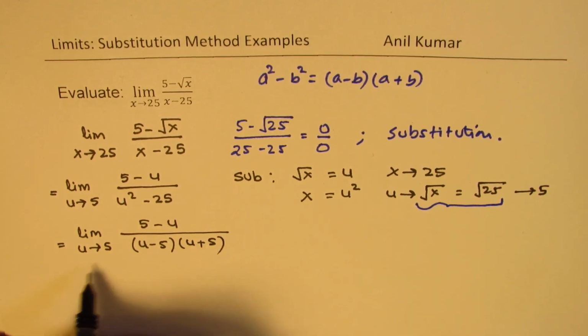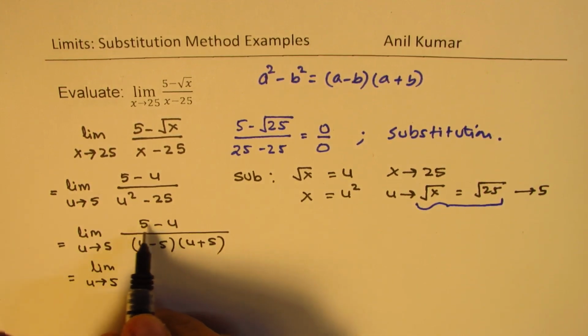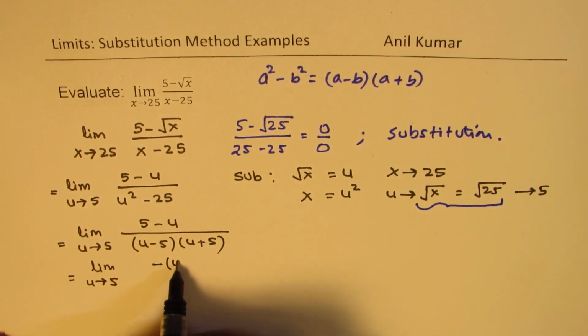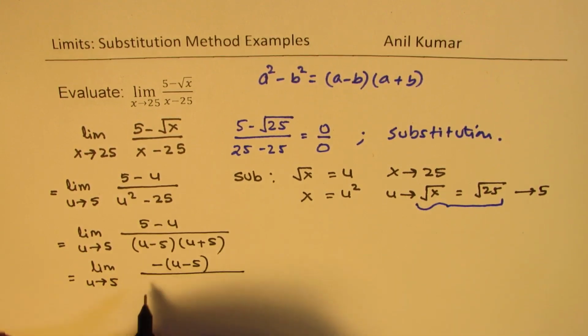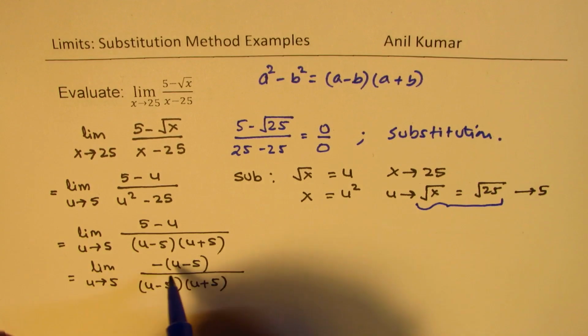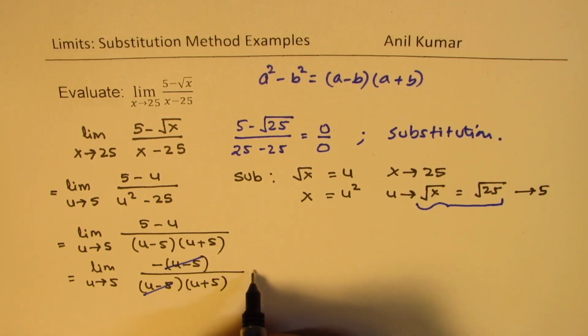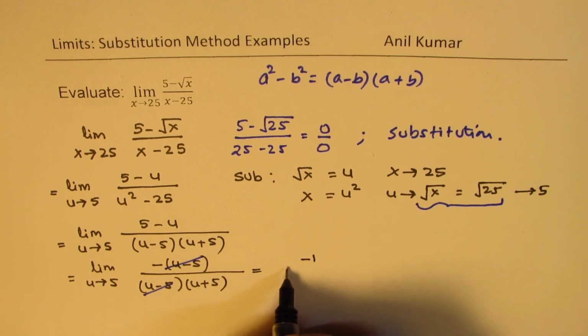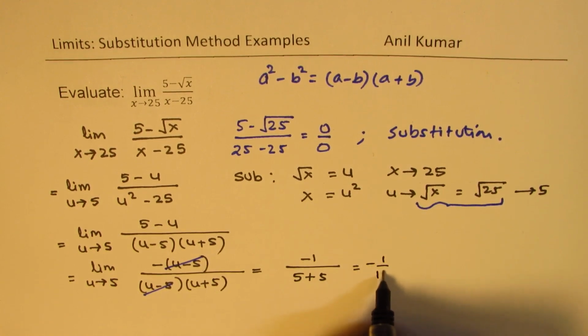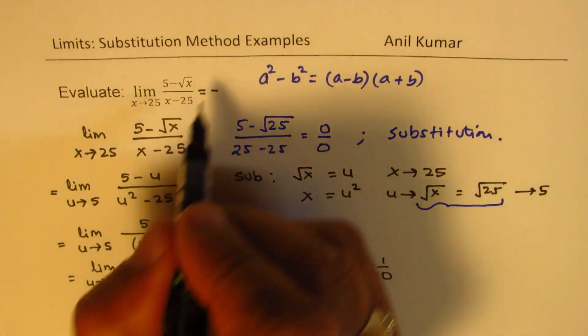Now, clearly, this limit can be written as the limit as u approaches 5. We could write u minus 5 as minus of u minus 5 in the numerator, correct? And then we get u minus 5 times u plus 5. Now we can cancel u minus 5 and u minus 5. Once we do that, we can substitute the value of u, and what we get here is minus 1 over, when I substitute 5 here, 5 plus 5, so I get minus 1 over 10 as our answer. So therefore, this limit is equal to minus 1 over 10.